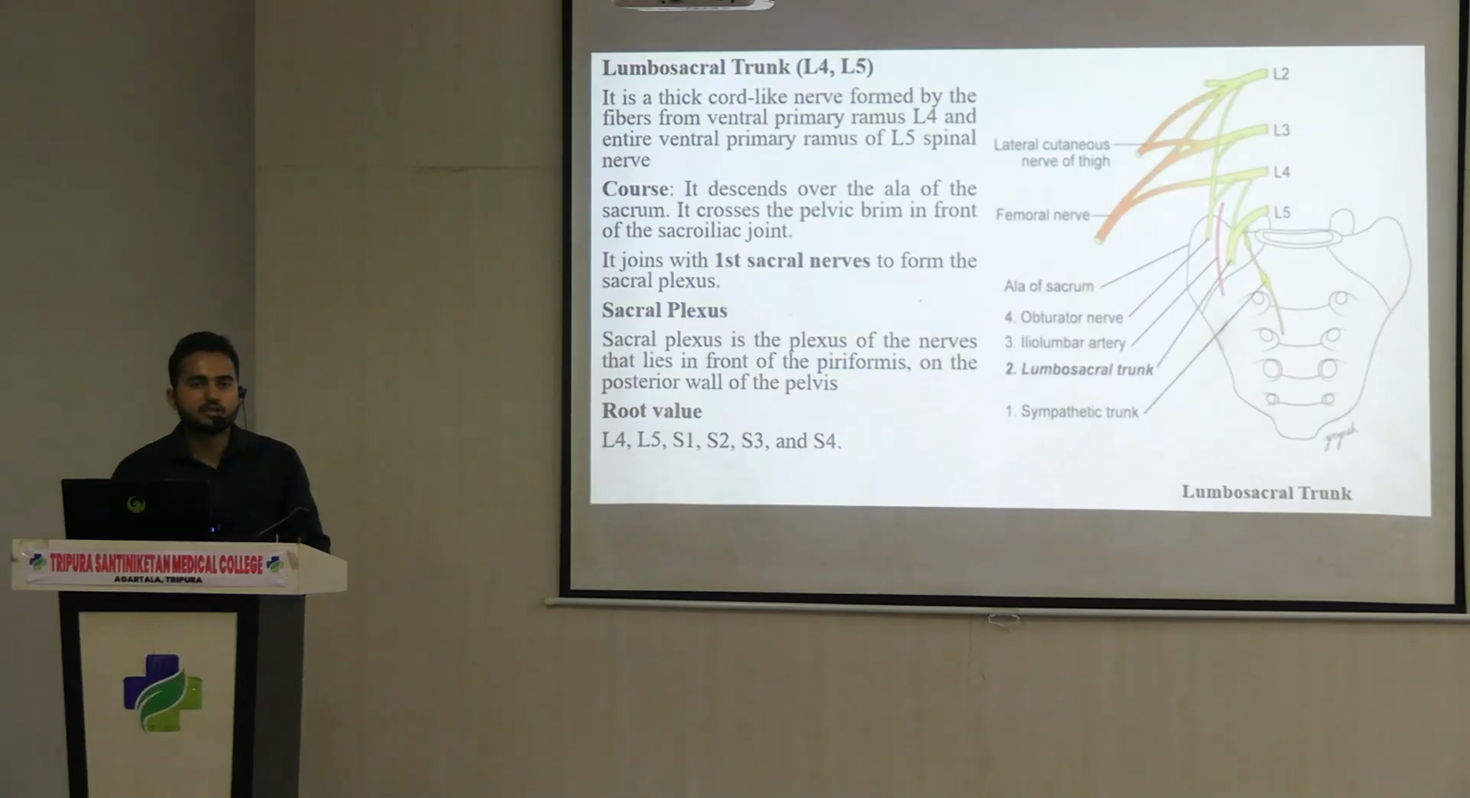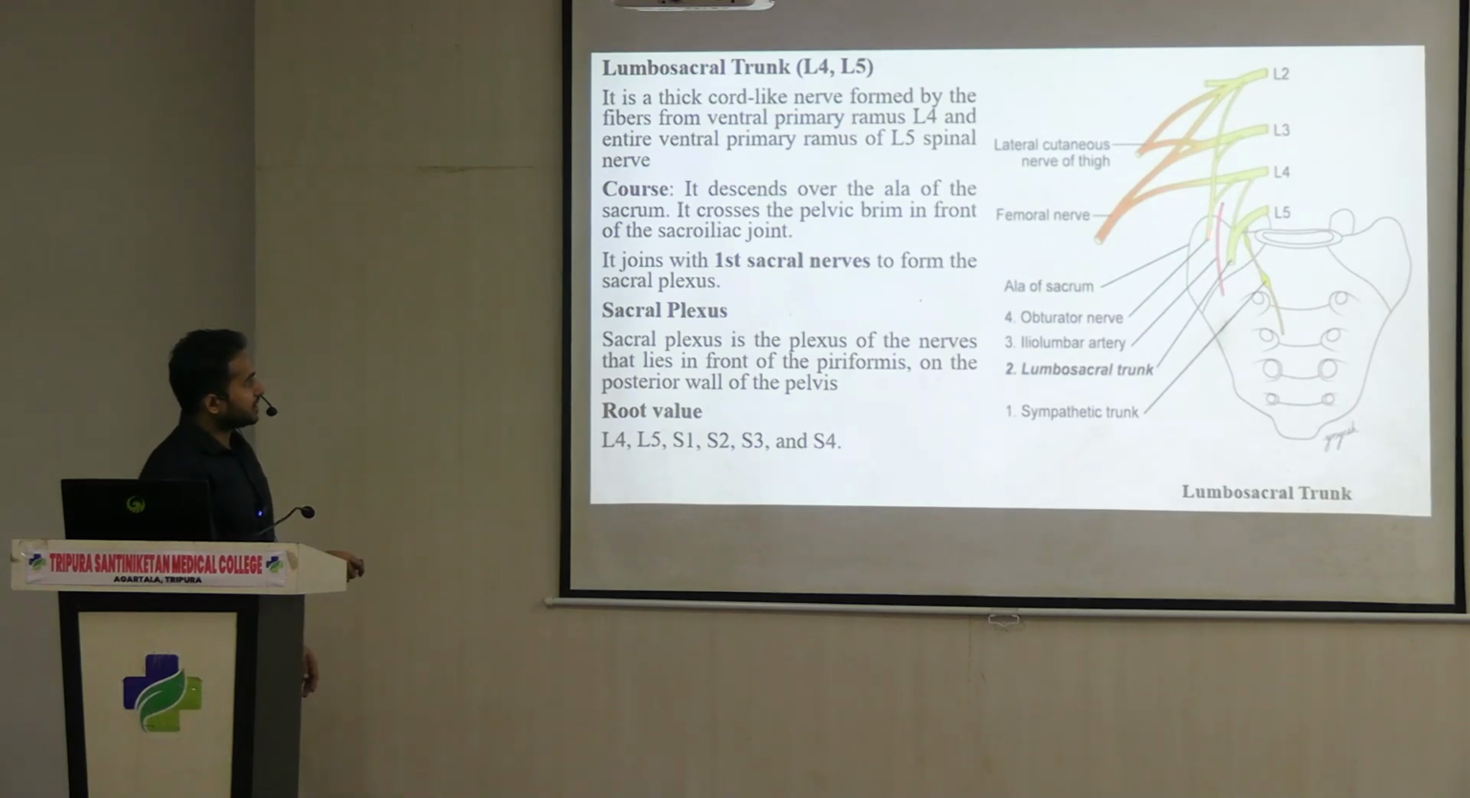Now before going to the sciatic nerve directly, we can't go. Why? We have to study which plexus? Sacral plexus. Okay. So you have to understand the formation of the sacral plexus. Now here you can see the lumbosacral trunk. I mentioned this lumbosacral trunk while explaining the lumbar plexus. It is a cord-like nerve formed by part of the ventral rami of L4 and the entire ventral rami of L5. They join together to form a cord-like structure, that is the lumbosacral trunk, as you can see in this diagram.